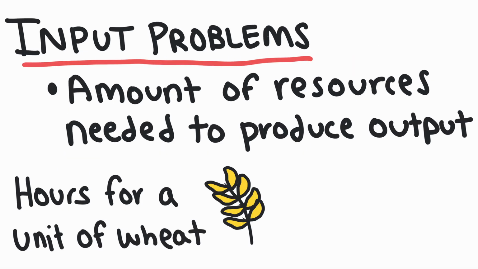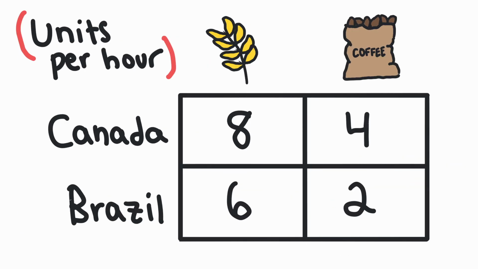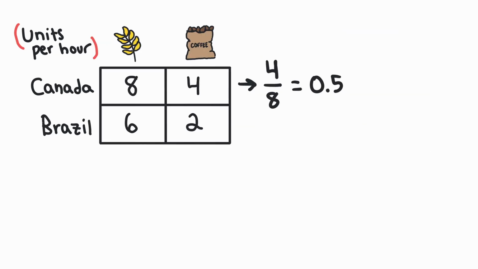The other type of question that you might see is an input question. These questions show you the amount of resources, like time, needed to make 1 unit of something. To find the opportunity cost for an input problem, you flip the formula that we used earlier. Suppose we have two countries, Canada and Brazil, producing two goods, wheat and coffee. Let's figure out who has the comparative advantage when it comes to producing coffee. It takes Canada 4 hours to produce a single unit of coffee and 8 hours to produce a unit of wheat. We take 4 divided by 8, and it gives us an opportunity cost of 1/2.